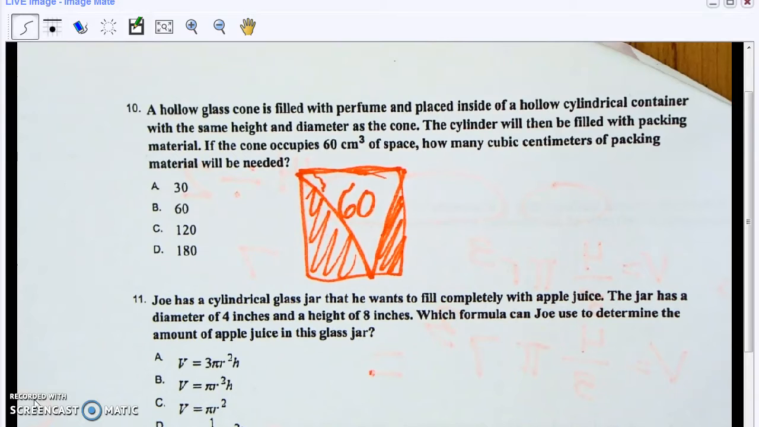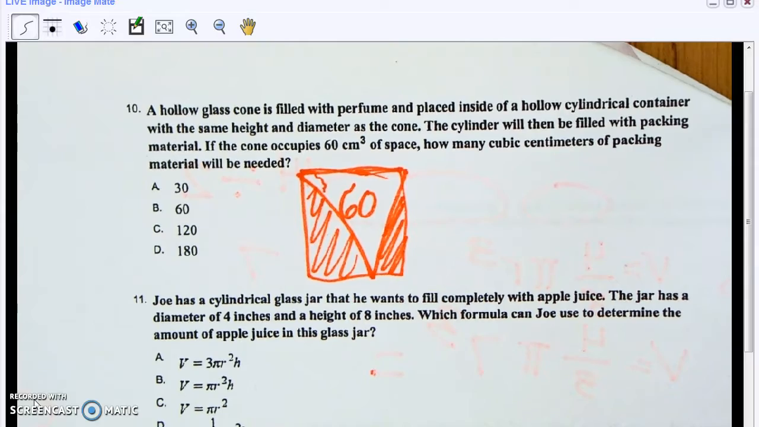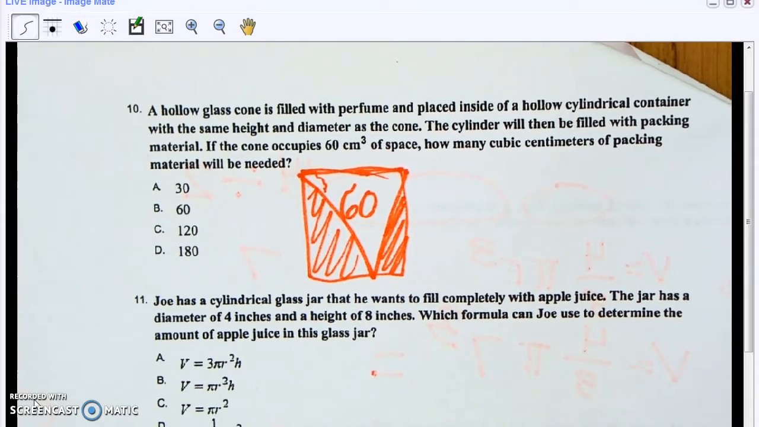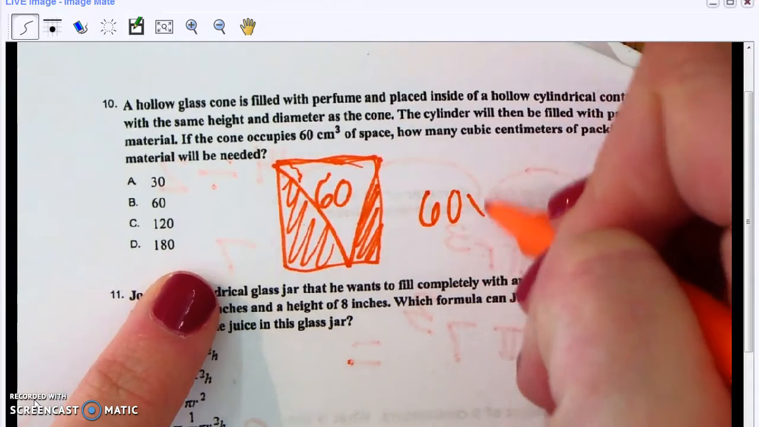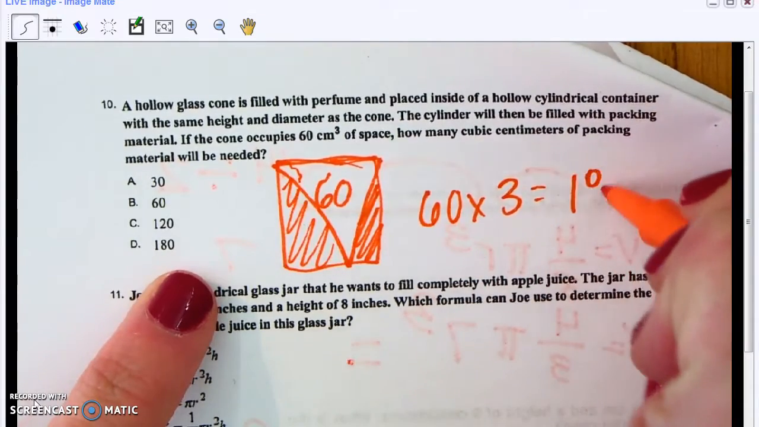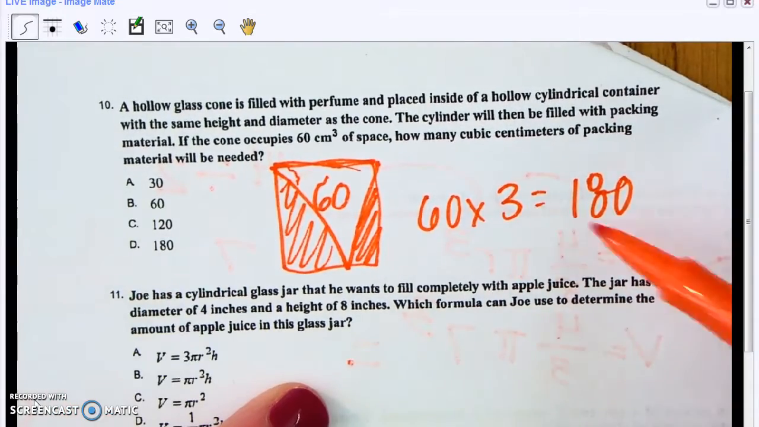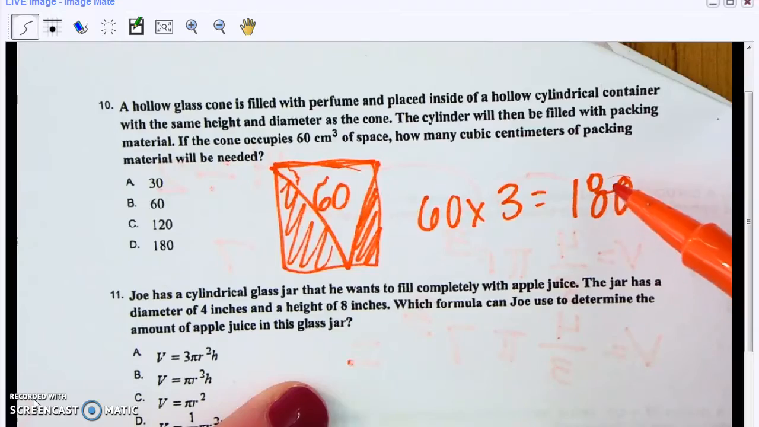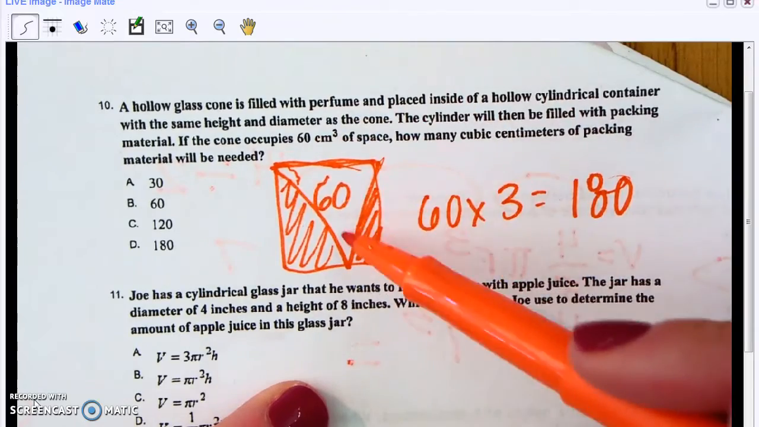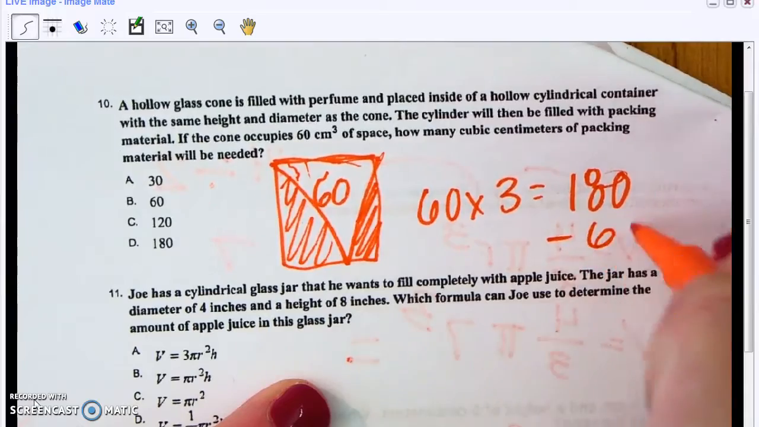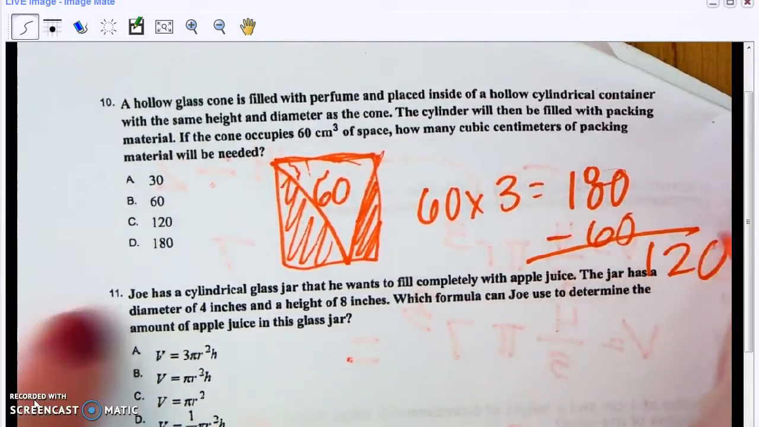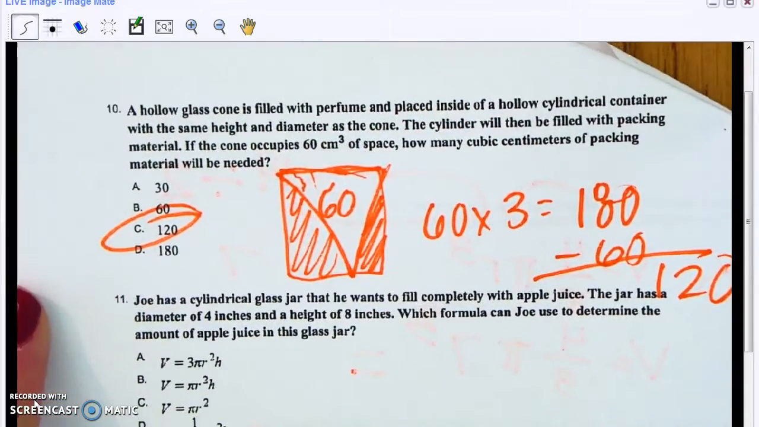If the volume of the cone is 60 centimeters cubed, we need to figure out what the volume of the cylinder is. And we know from the videos and the formulas that 3 cones fit in a cylinder. So if the cone is 60, 60 times 3 means the whole cylinder is 180, right? But I don't need 180 cubic centimeters of packing material because the cone takes up 1/3 of that. So if I subtract the 60 that the cone is taking up, I get 120, and that would be how much packing material I need.